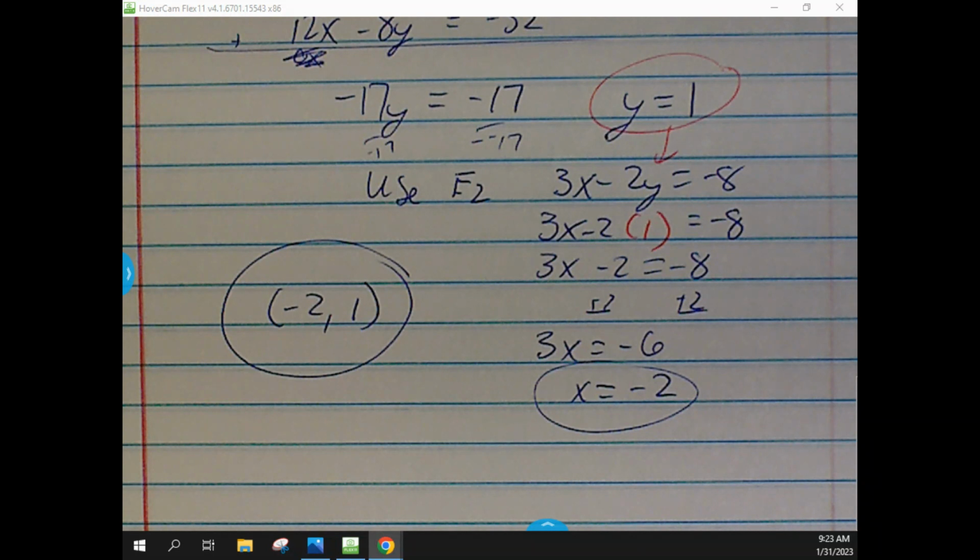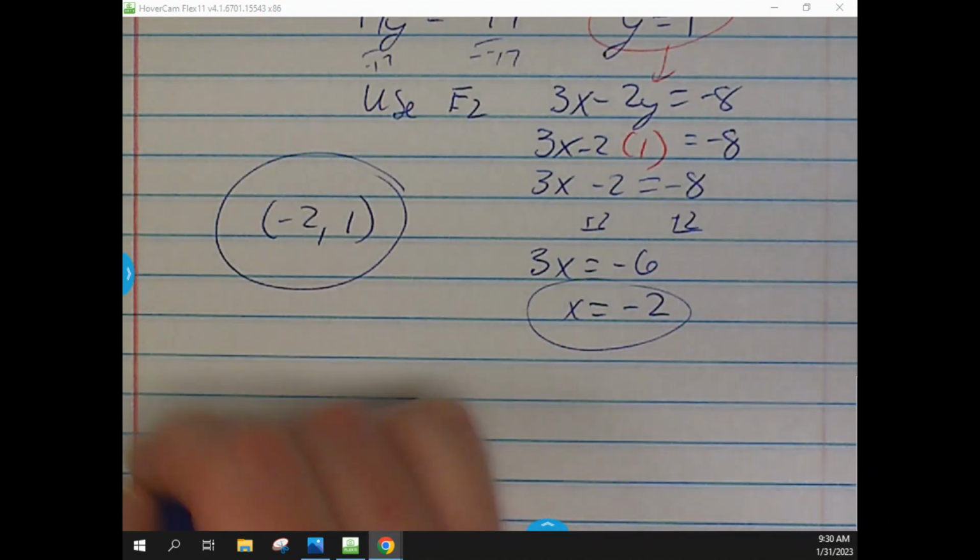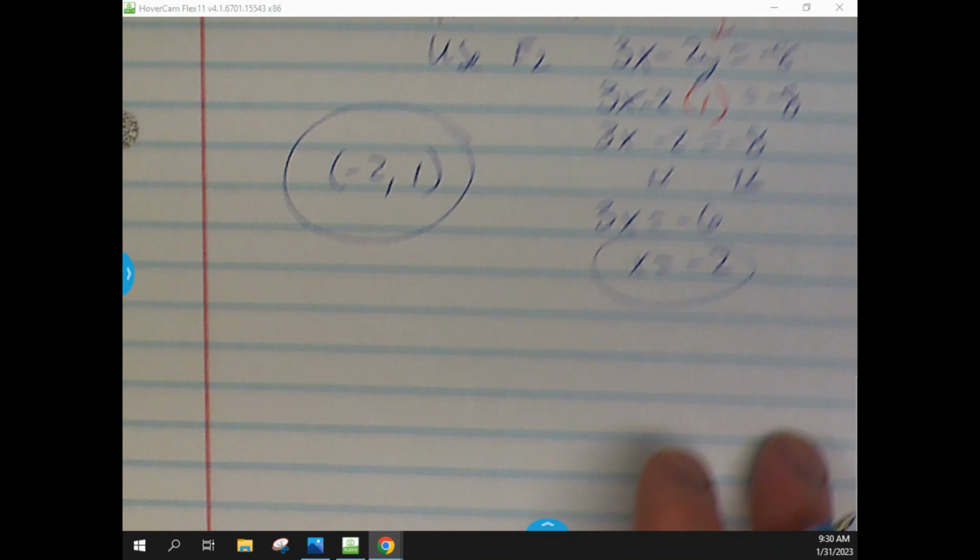Okay, so if you can do that, that's as bad an equation as you're going to look at. All right, so next part, we're going to do substitution.